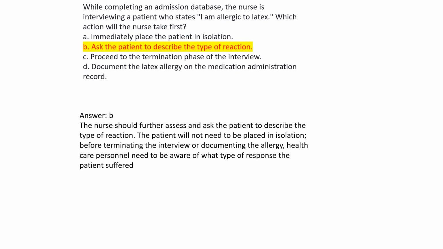Answer B. Ask the patient to describe the type of reaction. The nurse should further assess and ask the patient to describe the type of reaction. The patient will not need to be placed in isolation. Before terminating the interview or documenting the allergy, healthcare personnel need to be aware of what type of response the patient suffered.